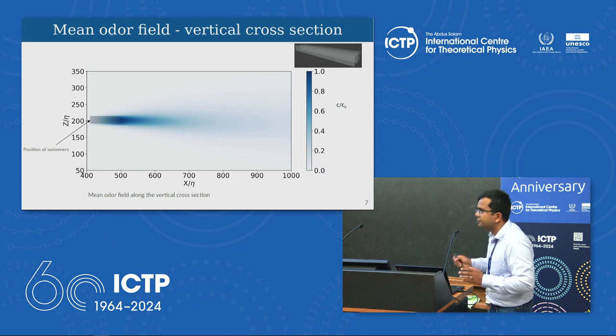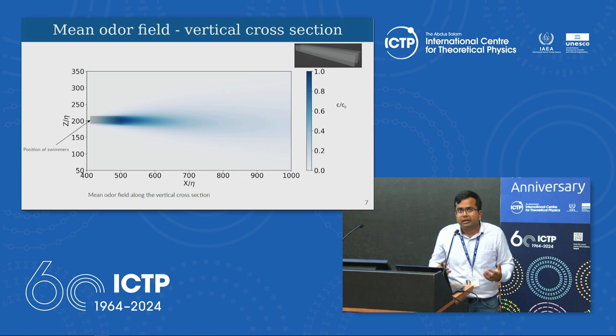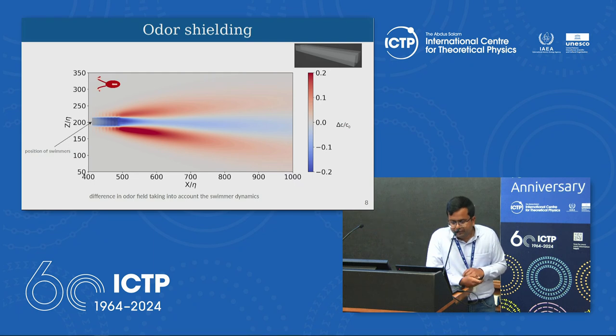And there is nothing surprising here. The odor field has the highest concentration close to the swimmer's position, and it decays as you move further away from the swimmers. And the boundary, the no-slip boundary, is along the bottom, along this axis. So in order to understand the effect of the swimmer's dynamics, what we can do is compute the same quantity for both pullers and pushers and compute the difference, which is what is shown over here.